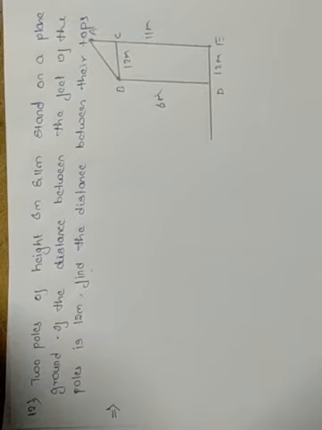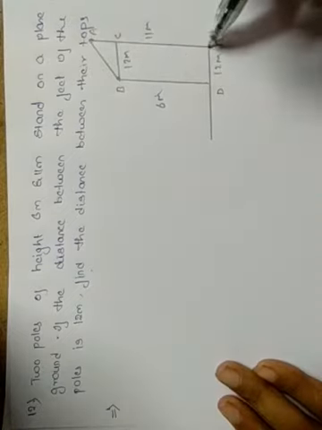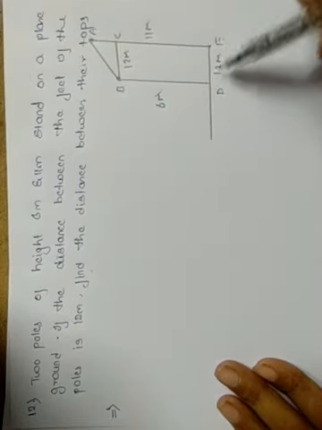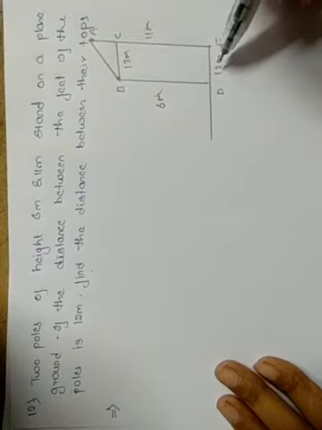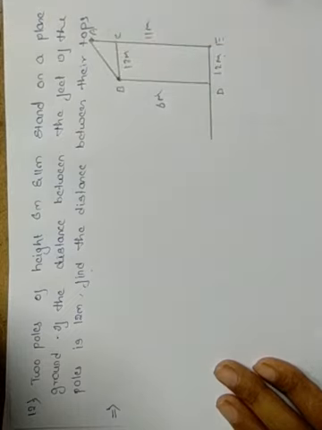12th one: two poles, of height 6 meters and 11 meters, stand on plain ground. Both are standing on the ground only. If the distance between the feet of the poles, from E to D, is 12 meters, we have to find the distance between their tops, this top and this top, right?